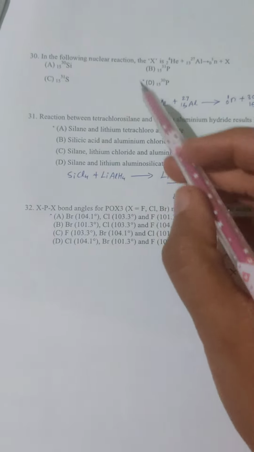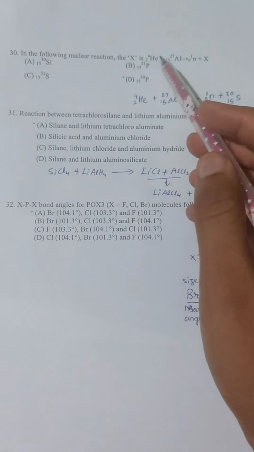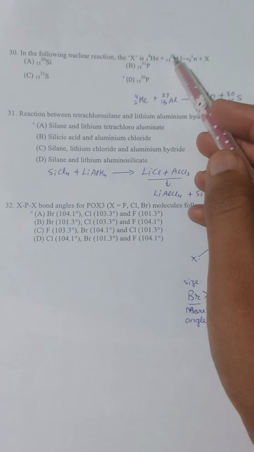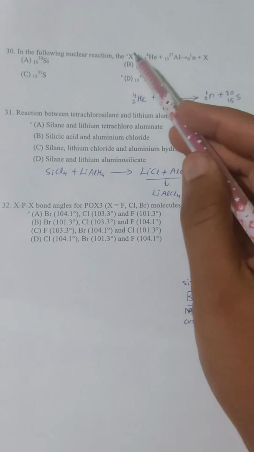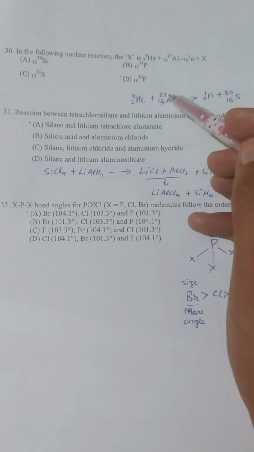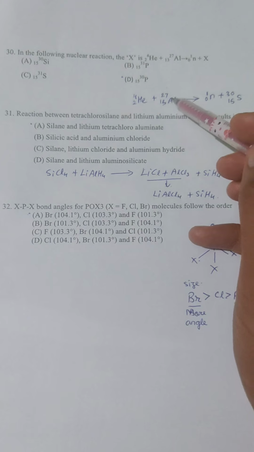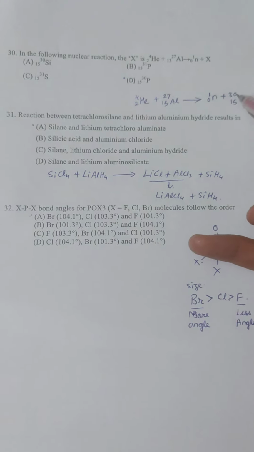Now these are the last 3 questions. Here you have a nuclear reaction. In a nuclear reaction, you only have to balance the powers, either subscript or superscript, and you will get the answer. Here we have 4, 27 and 1. You have to balance this out. That is 4 plus 27 is 31, minus 1 is 30. So you will get 30.